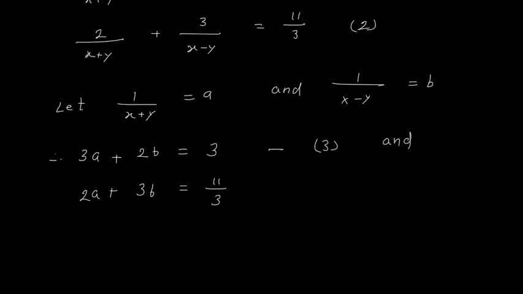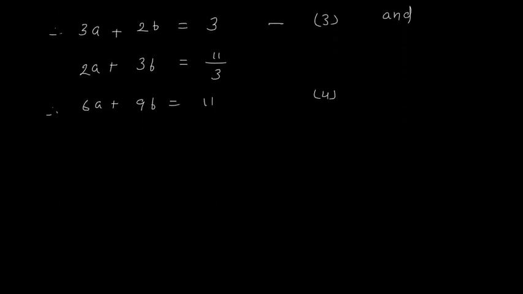So better we multiply both the sides by 3. So therefore 6a plus 9b is equal to 11. This is my equation number 4. Equation number 3 and equation number 4. Now I have to solve equations 3 and 4. You can see that in equation 3 we have 3a and in equation 4 we have 6a. So if I multiply equation 3 by 2, I will get the solution.